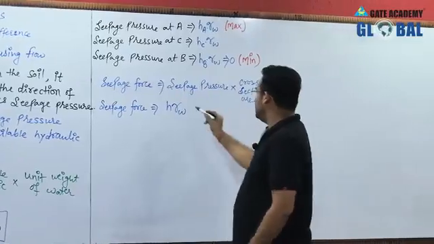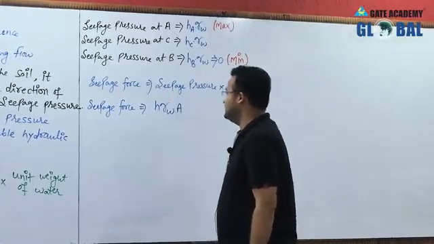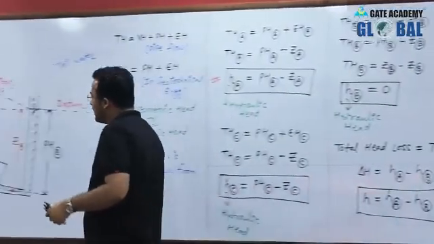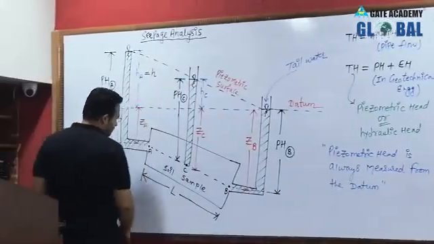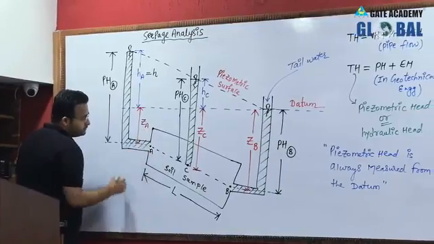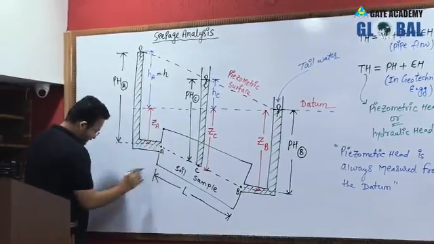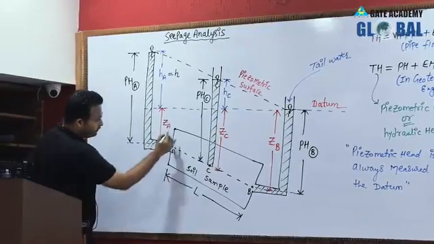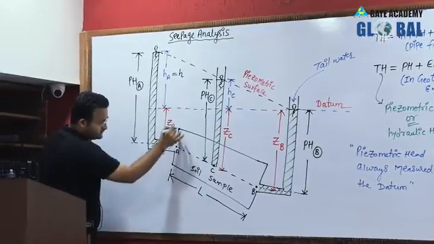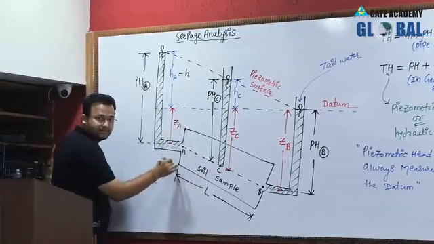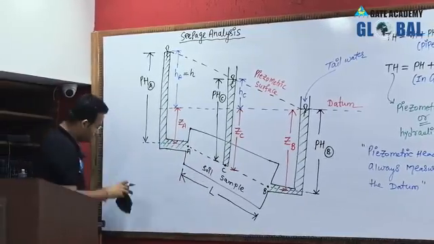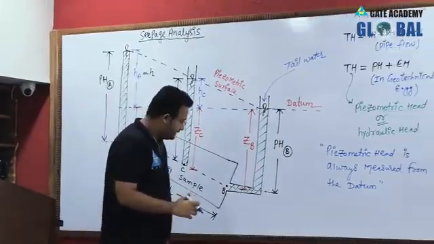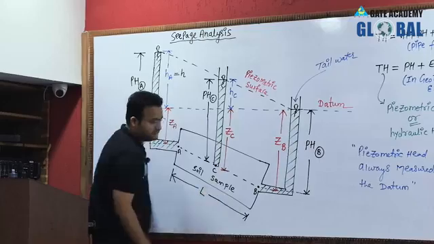So cross sectional area, let me consider A. What is cross sectional area? Cross sectional area of the soil sample. This is the cross sectional area, from this point to this point. From this point to this point, this is the complete cross sectional area we can consider. Okay, so once you consider this cross sectional area, and the length of the soil sample is suppose L.